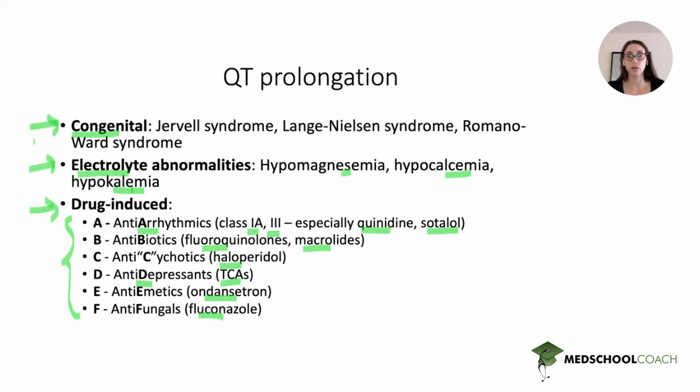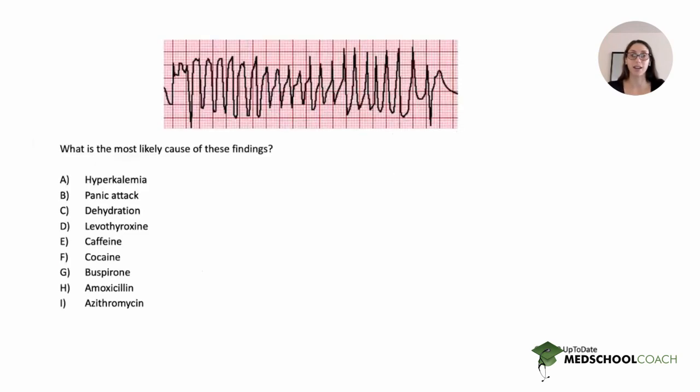So now that we've learned what the most likely causes of QT prolongation are, let's take a look at our answer choices again and work through this together. So hyperkalemia. Now, definitely you could have gotten tricked because you remembered maybe vaguely electrolyte disturbances. That's correct, but it's actually hypokalemia, not hyperkalemia. So answer choice A is incorrect.